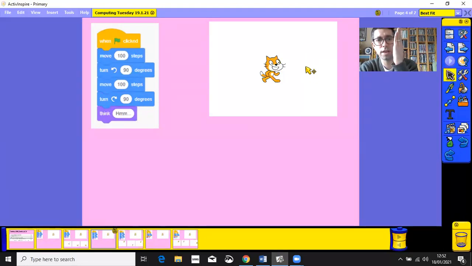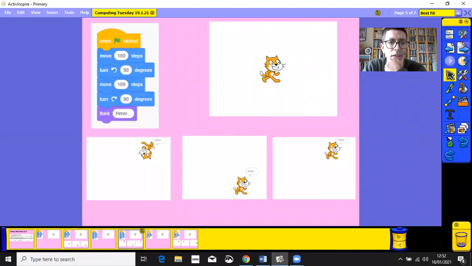Move 100 steps again. That's about to there. And then turn 90 degrees clockwise. So that's back that way, that right angle again. So now he's facing this way, up here, but he's thinking. Okay, so up there, facing that way, thinking. Let's have a look. Right. He's in the right place. He is thinking, but he's facing the wrong way. So I'm not happy with that.